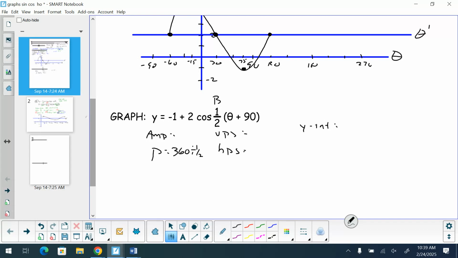Mia, what's your amplitude, period? 720 is the period. What's the amplitude? 2. Vertical, horizontal phase shift. Will we have the vertical and horizontal phase shift? Lily? Vertical phase shift. Horizontal. Y-intercept. You got it? Anybody get y-intercept yet? 0.4. You go with that? 0.4.